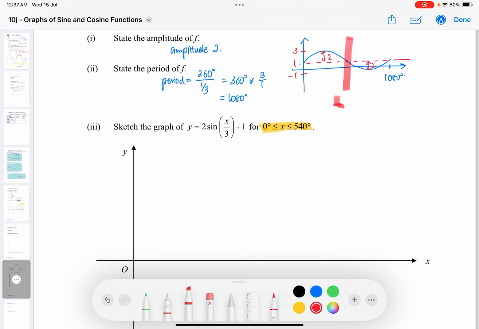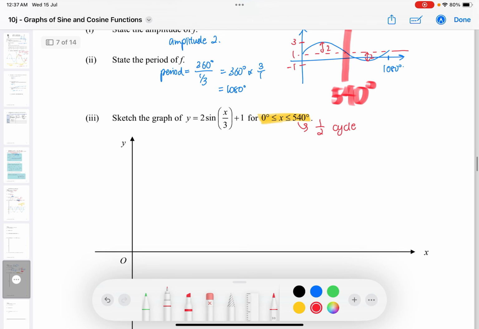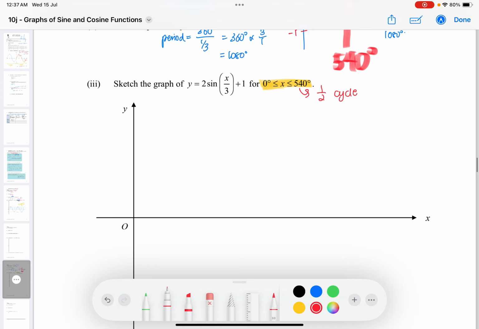This part is 540, right? 1080 divided by 2 is 540. So, essentially, you're only supposed to draw half a cycle. Well, that's easy. So I just have to draw the mountain. Okay, so this is 540, right? But it's still important for us to mark out the important points. The mountain peaks right in the middle of 540, which is 270.